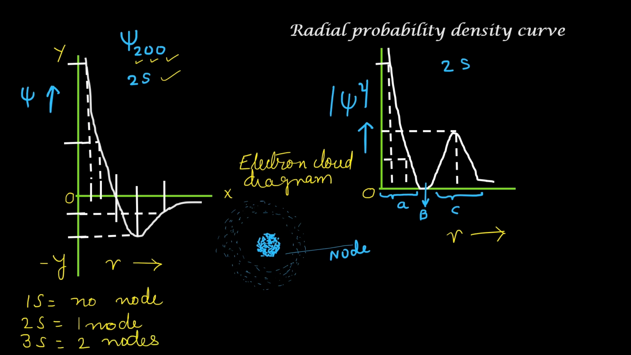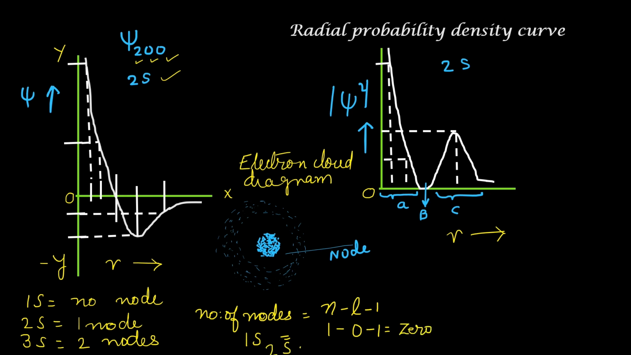The number of nodes is related to the principal quantum number n and the azimuthal quantum number l. The number of nodes for an orbital is given by n minus l minus 1. Let us apply this for 1s. For 1s, this becomes 1 minus l, where the l value is 0, minus 1, which becomes 0. So for 1s, there is no node.